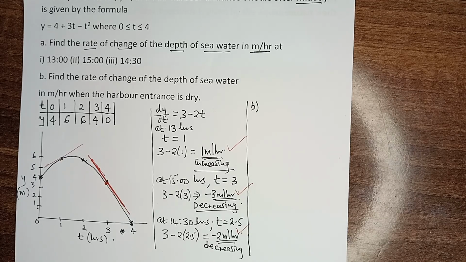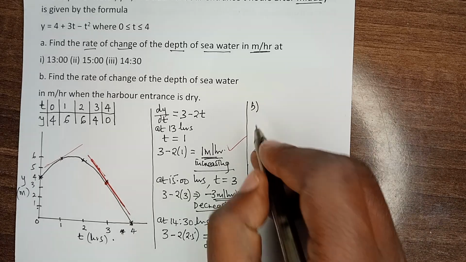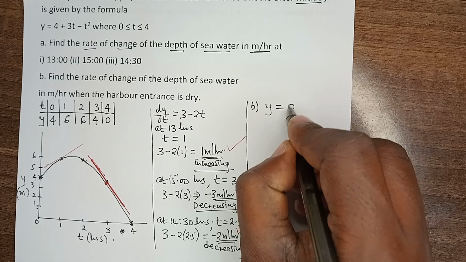Part B of the question is saying, find the rate of change of the depth of seawater in meters per hour when the harbor entrance is dry. I would want everybody to note that when the harbor entrance is dry, there is 0 meters. That means y is equal to 0.